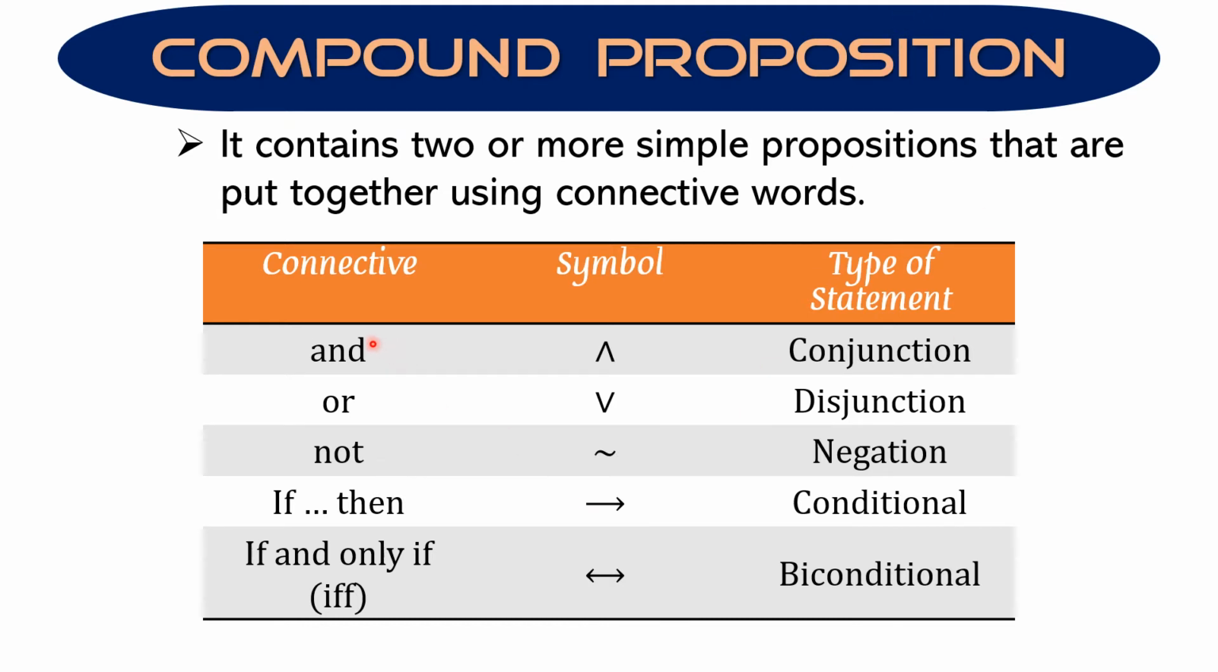Let's begin with the connective word and. Okay, this connective word is represented by a symbol, caret. You see the symbol? And this connective word in a statement, that statement is a conjunction. Next, we have the connective or. The connective or, its symbol would be a reverse caret or a Latin word called vel, V-E-L. And then when you see the symbol and this connective word in a statement, that statement is a disjunction.